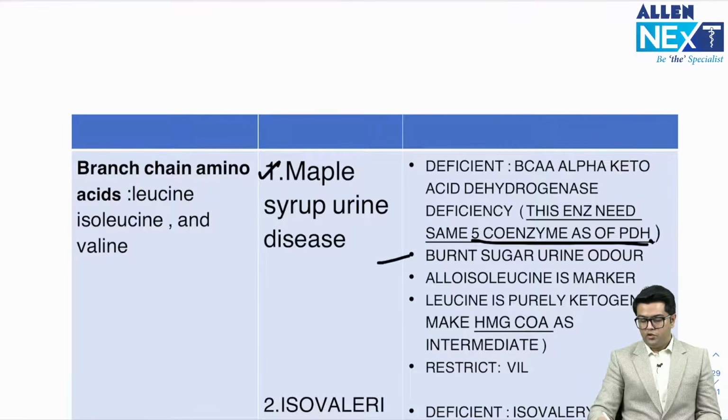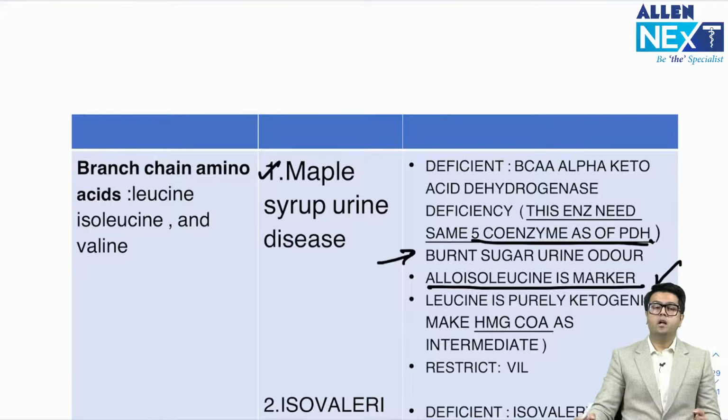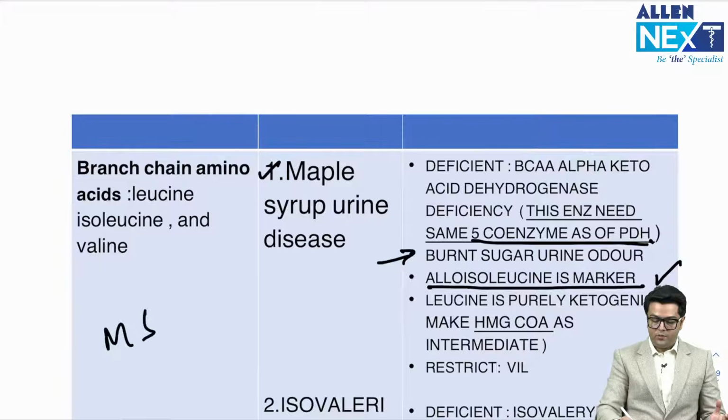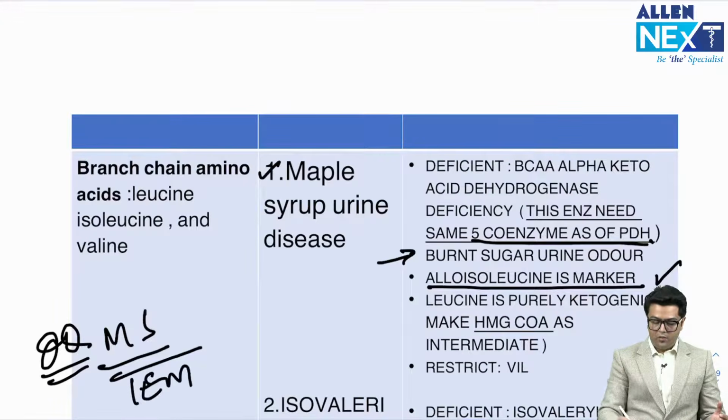Burnt sugar odor, definitely we all know. Allo-isoleucine is the marker on the mass spectrometry. So guys, what is our test of choice or technique of choice for the investigation of any inborn error of metabolism? Your answer is mass spectrometry. Very important question. Any inborn error of metabolism can be screened, diagnosed or investigated using this advanced technique. Clear guys? Fine.